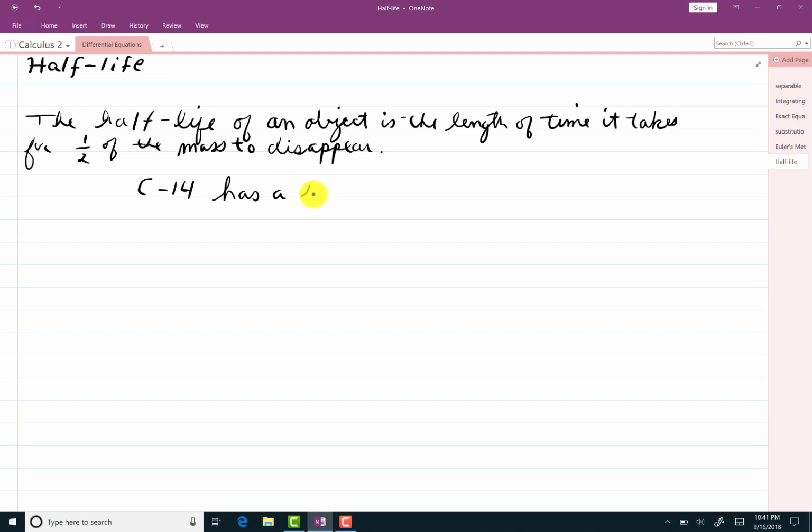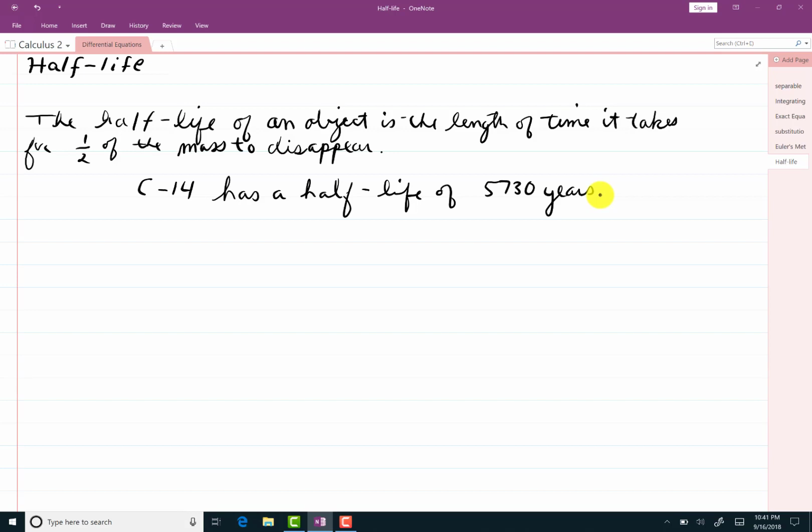C-14 has a half-life of, this is approximate, not exactly, 5,370 years. And we're going to use that in carbon dating to see how old certain things are. So let's explain how this works.